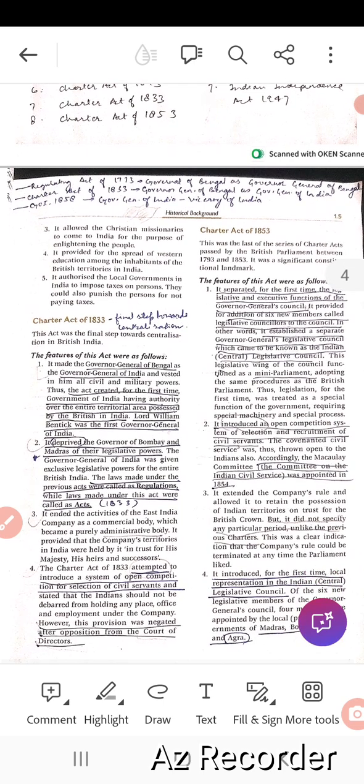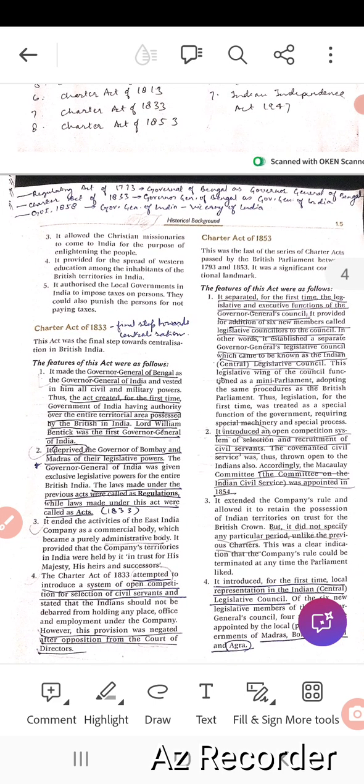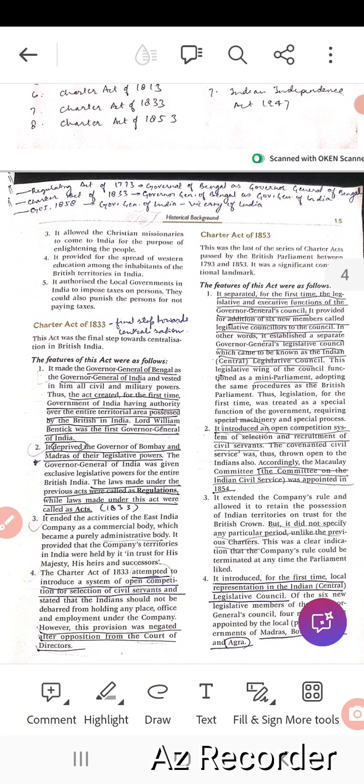Then the next important point is it provided for the spread of Western education among the inhabitants of the British territories in India. Now they are welcome, they have been told that you can spread Western education among the inhabitants of the British territories in India. Before that there was no such provision, but with the coming of the Charter Act of 1813, the propagation of Western education took place.